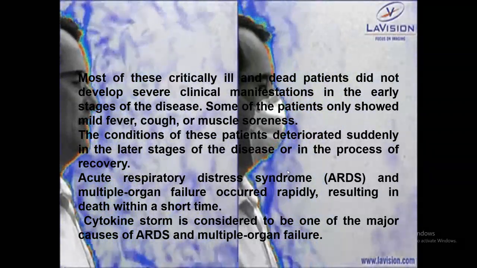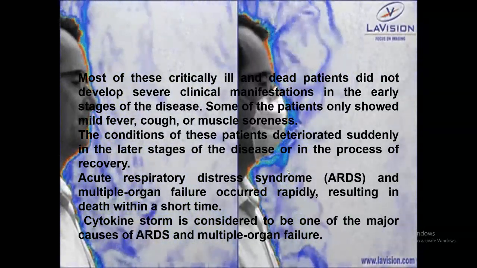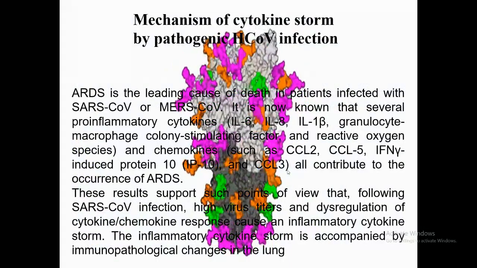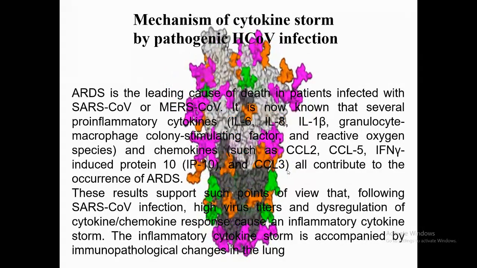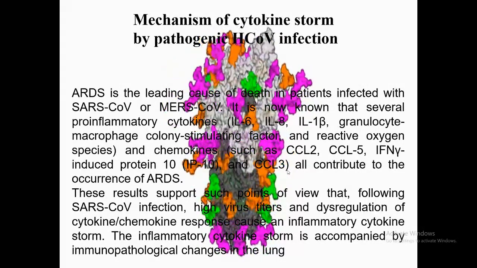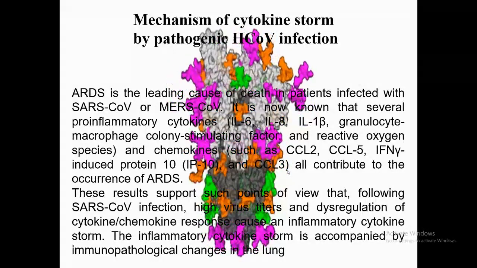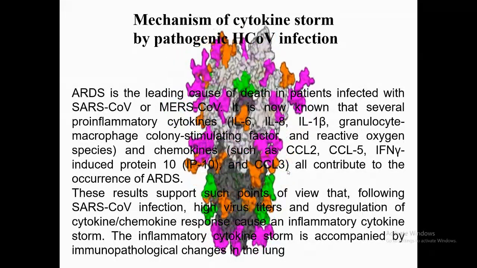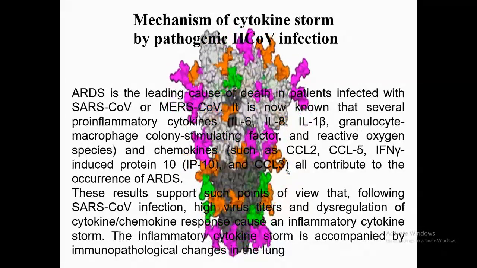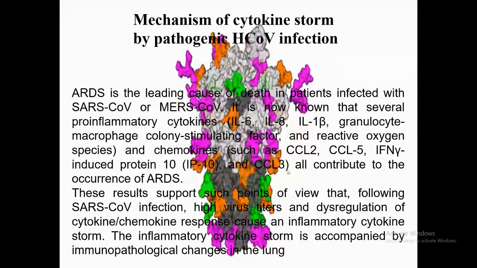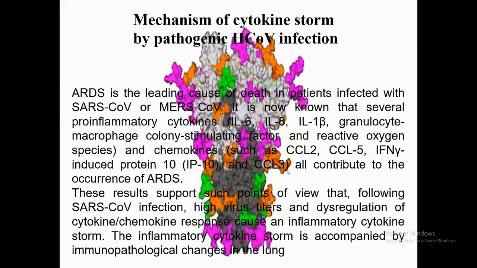Many of my colleagues ask me, why does a condition like this suddenly deteriorate? What is the reason? The reason is cytokine storm. It is considered one of the major causes of ARDS and multi-organ dysfunction. How is it happening? What is the mechanism? Many years ago, when MERS-CoV started, it was known that several pro-inflammatory cytokines, including interleukin 6, interleukin 8, interleukin 1 beta, granulocyte stimulating factor, and many chemokines, all contribute to each other in creating the occurrence of ARDS.